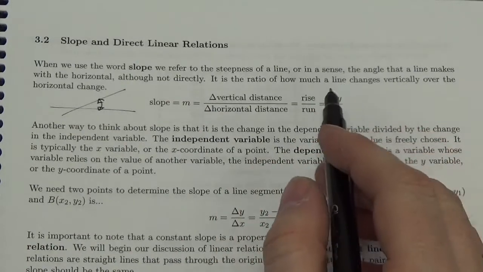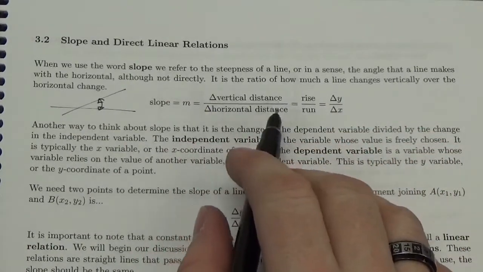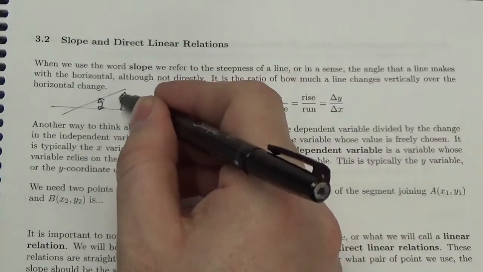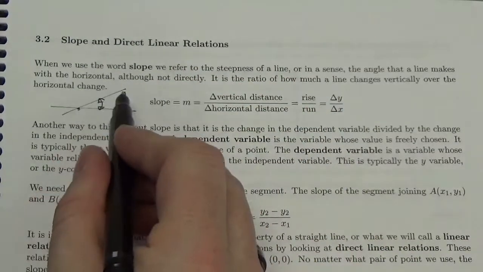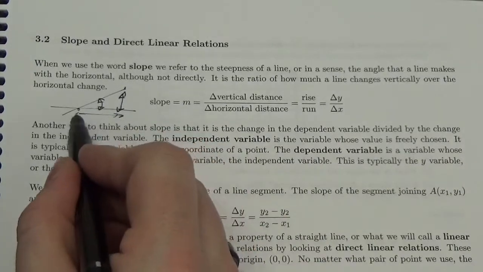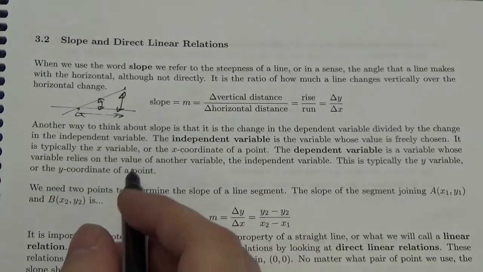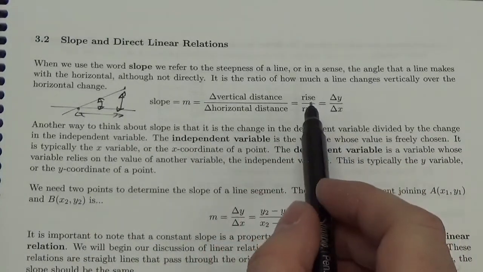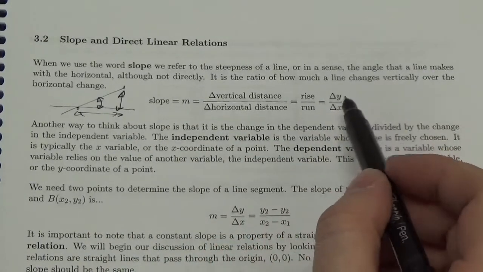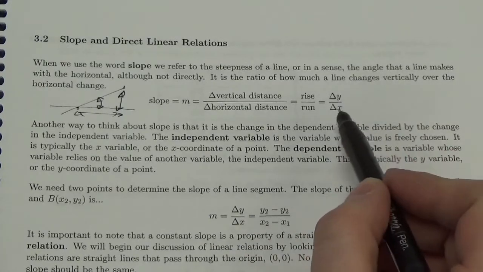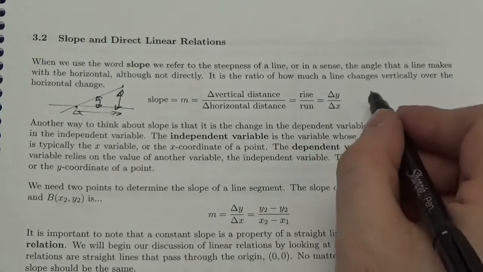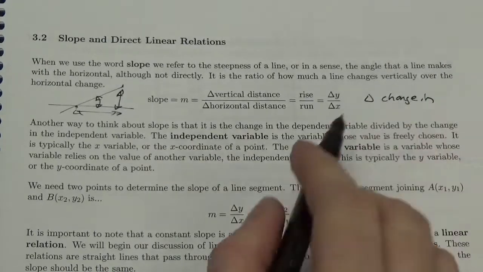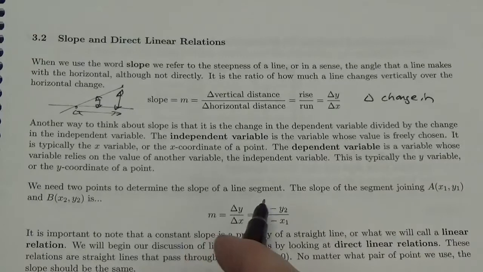But it's the ratio of how much a line changes vertically over a change horizontally. So it's the amount that this thing changes up and down from this point to, let's say, this point, compared to the amount that it changes horizontally. And that ratio communicates something to us. You probably have heard it stated as rise over run. Or you might see it as the delta y over the delta x. And remember, the delta means change in. So change in y divided by the change in x.